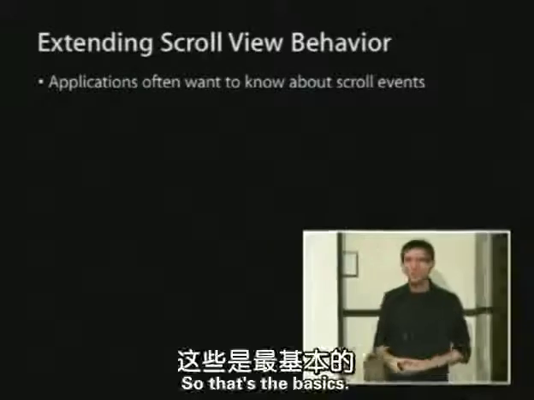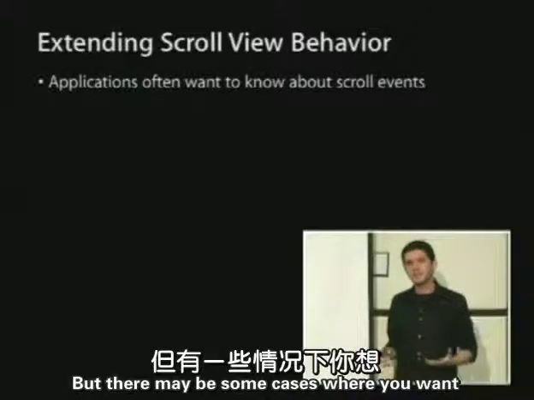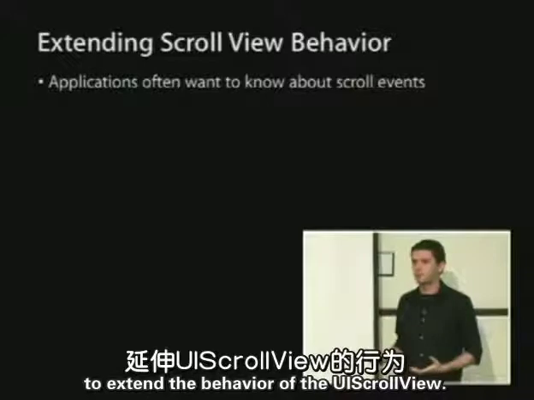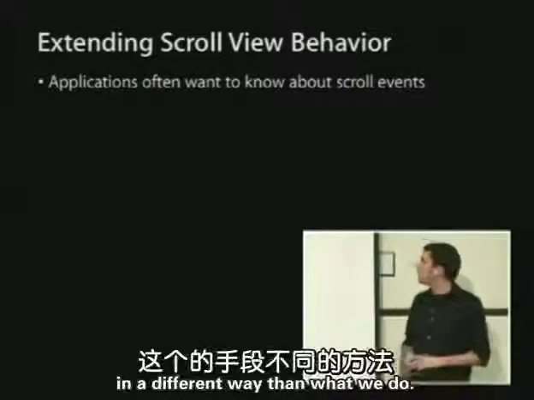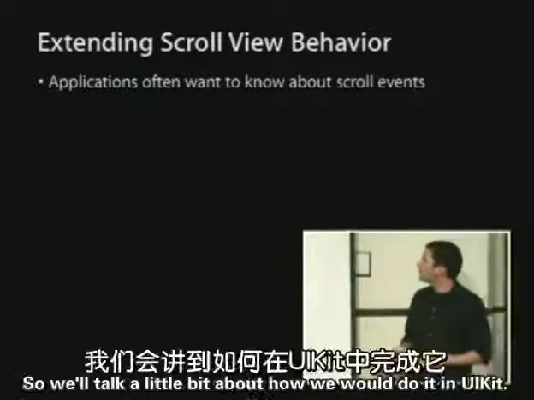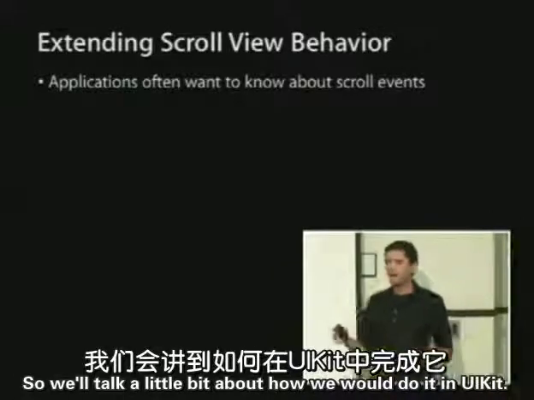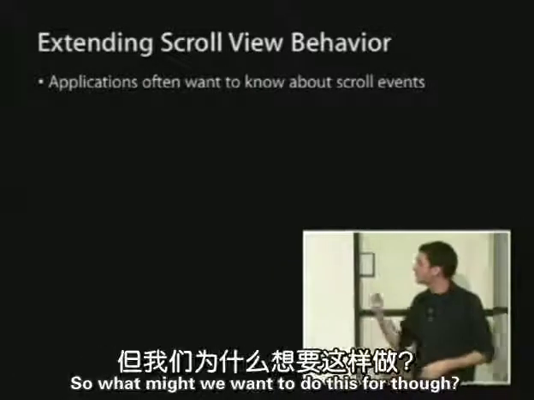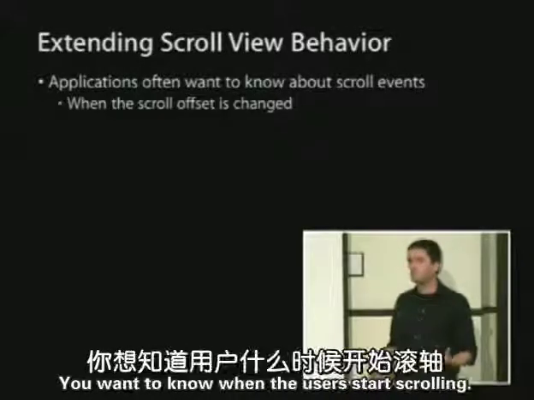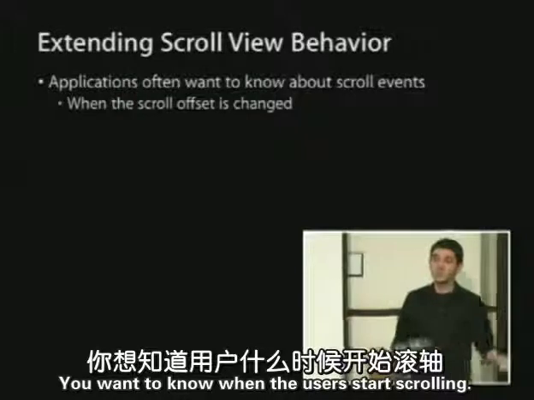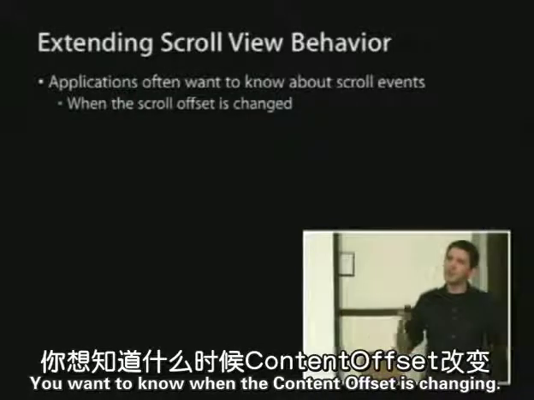Whatever you put your finger on is what stays under your finger while the user's moving it around. So that's the basics, but there may be some cases where you want to extend the behavior of the UIScrollView. Other languages tend to do this kind of thing in a different way than what we do, so we'll talk a little bit about how we would do it in UIKit. What might we want to do this for, though? You often want to know about scroll events. You want to know when the user starts scrolling. You want to know when the content offset is changing.